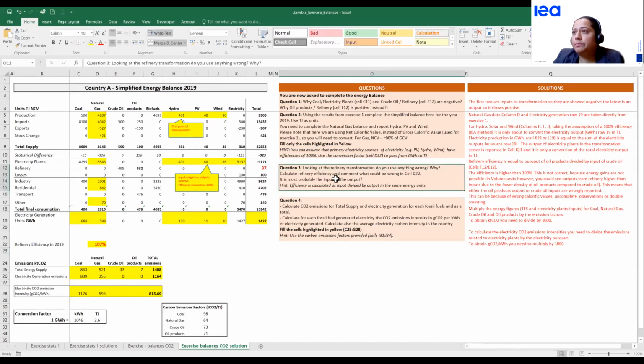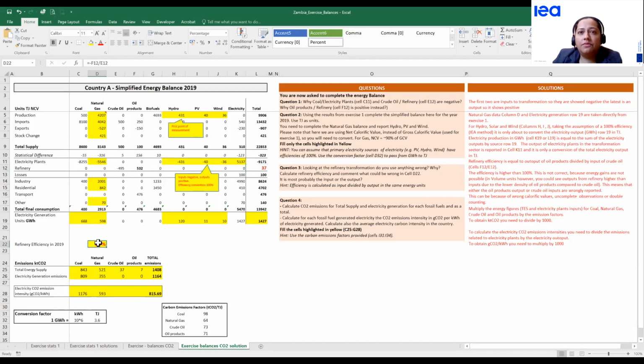The question 3. Looking at the refinery transformation, do you see anything wrong? Why? Calculate the refinery efficiency and comment. So if we look at the refinery efficiency here, do you see anything wrong? So here, yes, your input is lower than your output, which leads to a positive number, which means that you're having gains. And we say that for your transformation, your output in energy terms cannot be higher than your input.